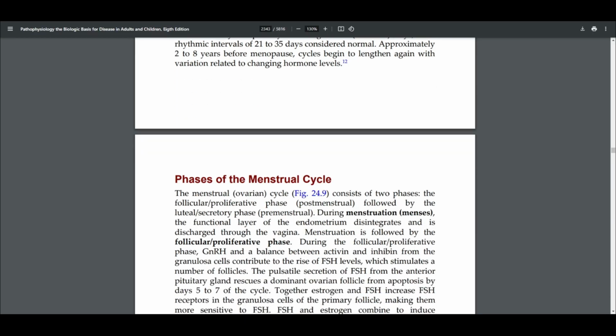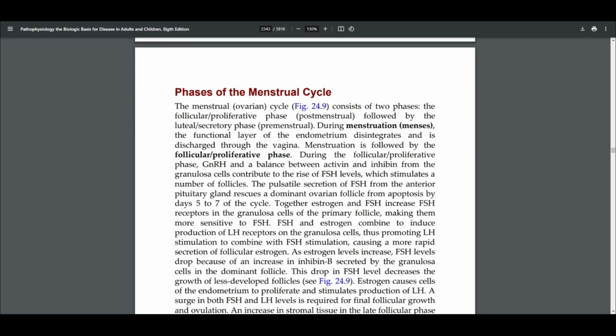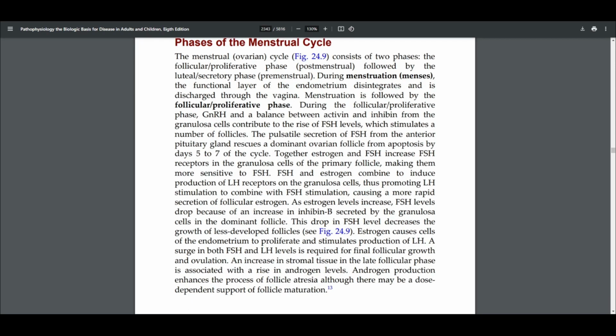So, phases of the menstrual cycle. The menstrual cycle consists of two phases, the follicular proliferative phase, followed by the luteal secretory phase. During menstruation, the functional layer of the endometrium disintegrates and discharges through the vagina. Menstruation is followed by the follicular proliferative phase.